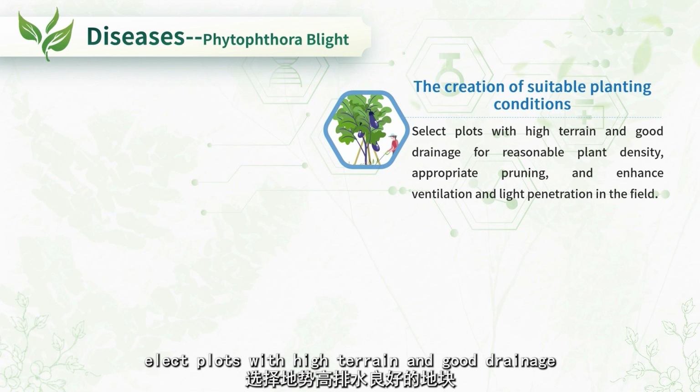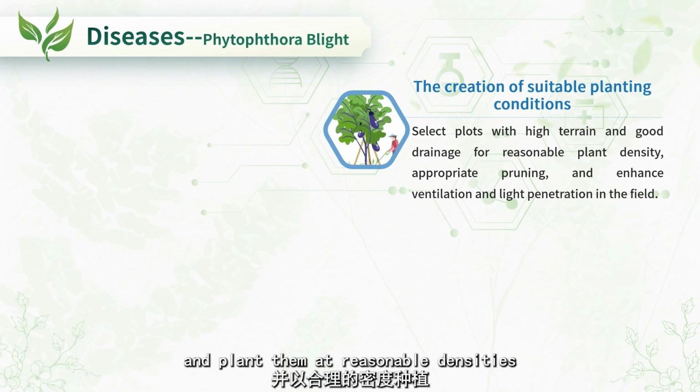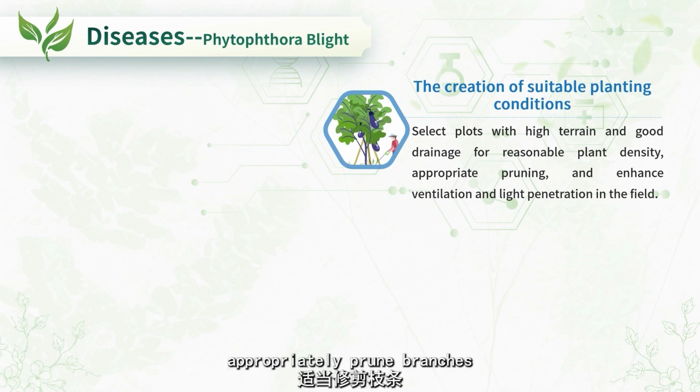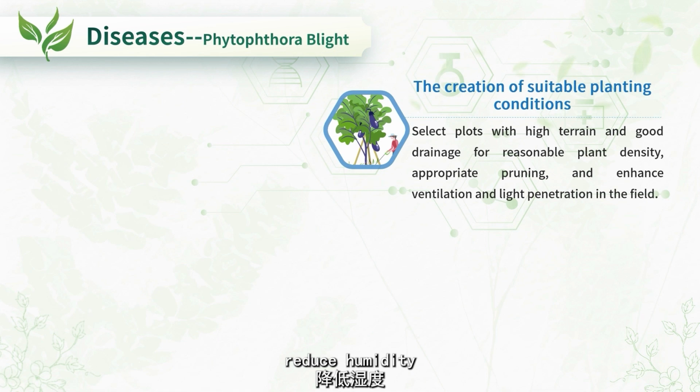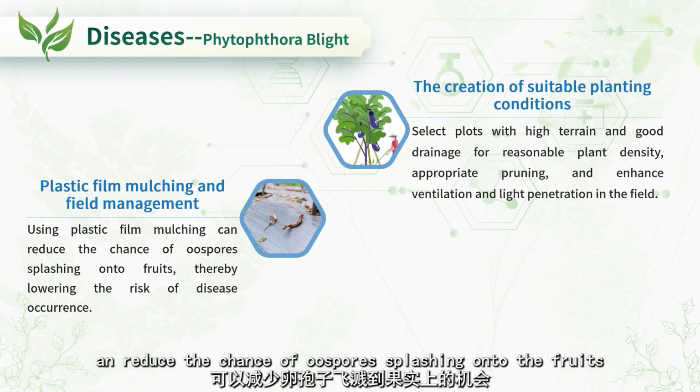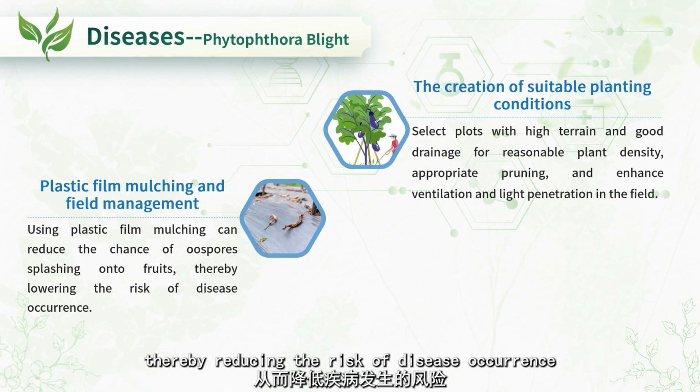Select plots with high terrain and good drainage for planting eggplants, and plant them at reasonable densities. Appropriately prune branches, and remove old leaves in a timely manner to enhance field ventilation and light transmission, reduce humidity, and reduce the occurrence of diseases. Plastic film mulching can reduce the chance of oospores splashing onto the fruits, thereby reducing the risk of disease occurrence.